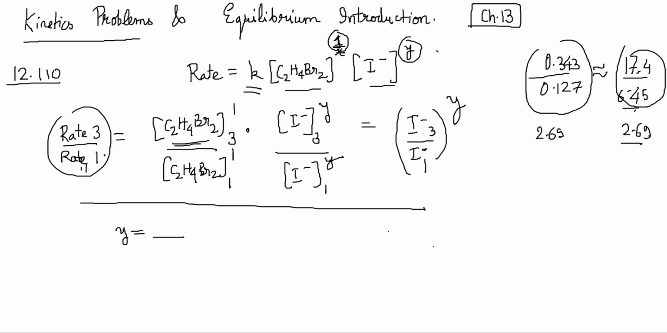I mean, the data is such that it is not very obvious. One thing is not becoming constant. No, you are not getting 0.127 of C2H4Br2.